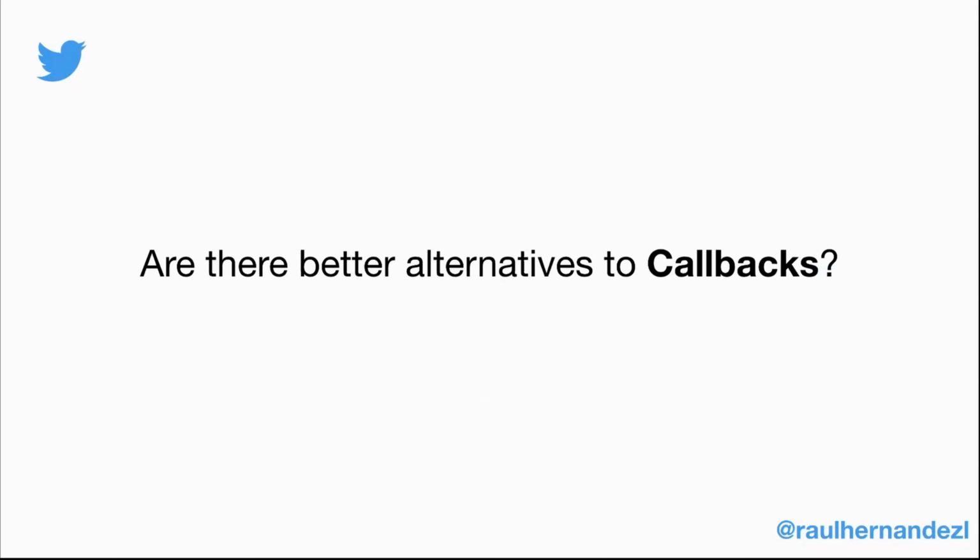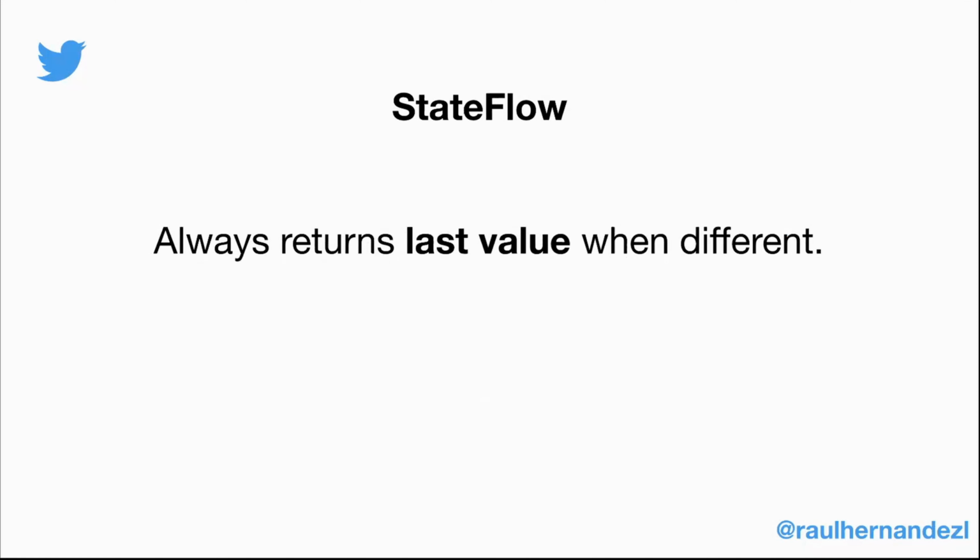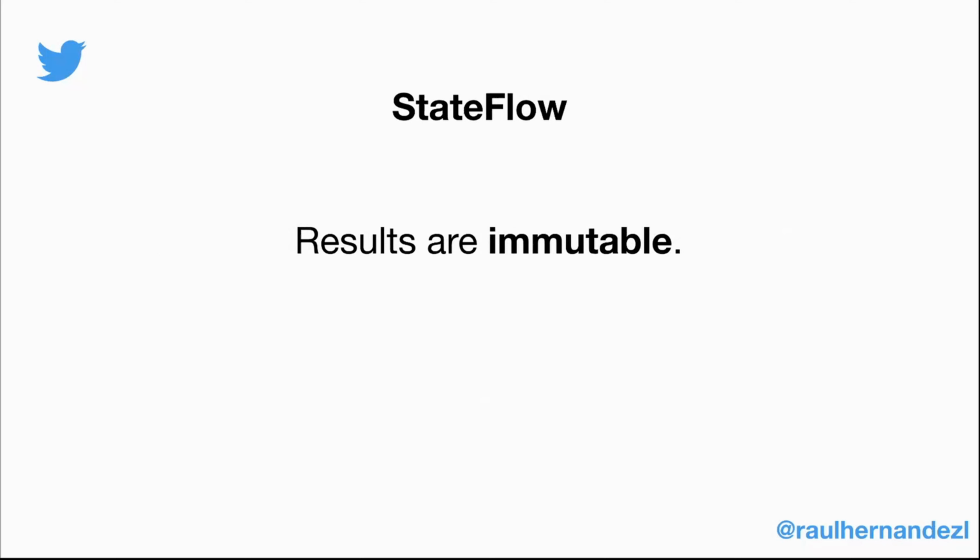But are there any better alternatives to callbacks, really? So if we think, for instance, of StateFlow, it always returns the latest value when it is different. And also, the results are immutable with StateFlow, which means that because StateFlow in the contract is the interface of a MutableStateFlow per se, then StateFlow is going to be read-only. So anything that we emit when we create a MutableStateFlow by means of the interface StateFlow is going to be immutable by default. And this is something we preferably want.